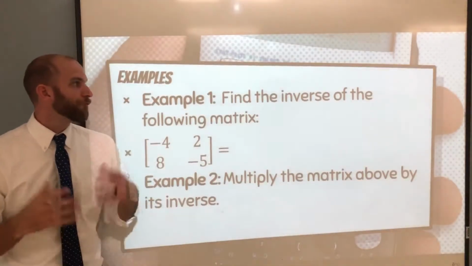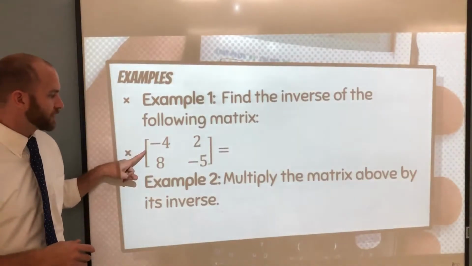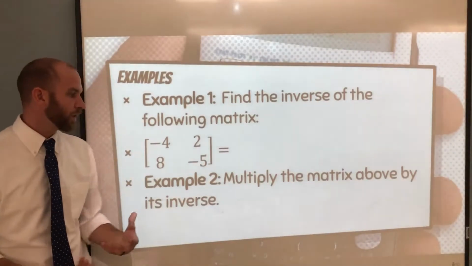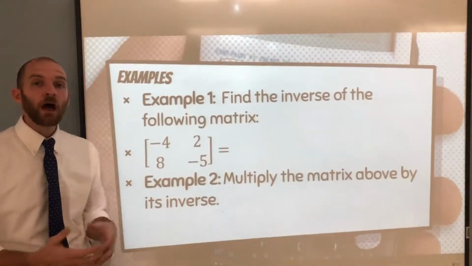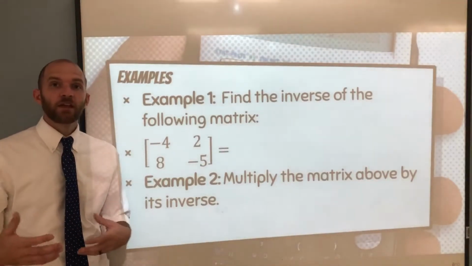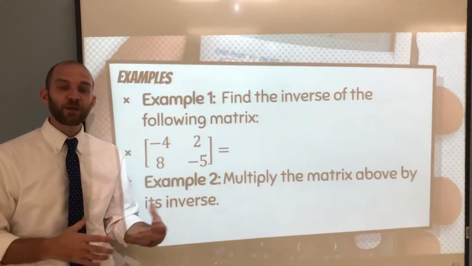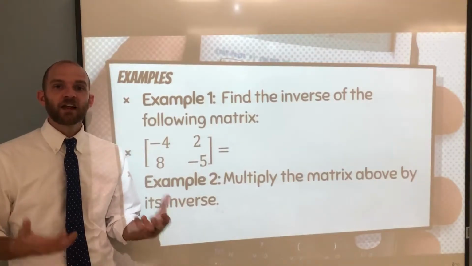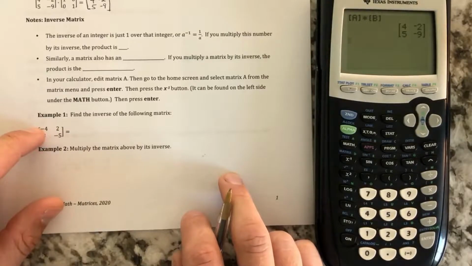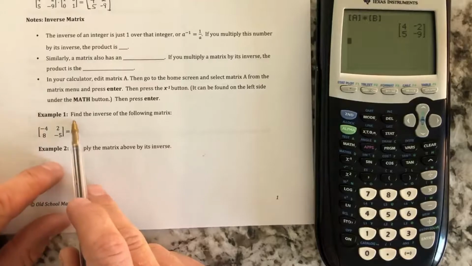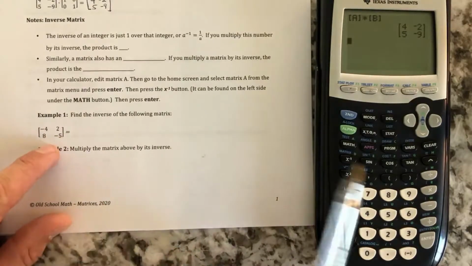In example 1 here, we want to find the inverse of the following matrix. In example 2, we're going to multiply that matrix above by its inverse. The reason we're going to do this is to check and see if we get the identity matrix. Let's do that together. In the examples below, it says find the inverse of the following matrix.